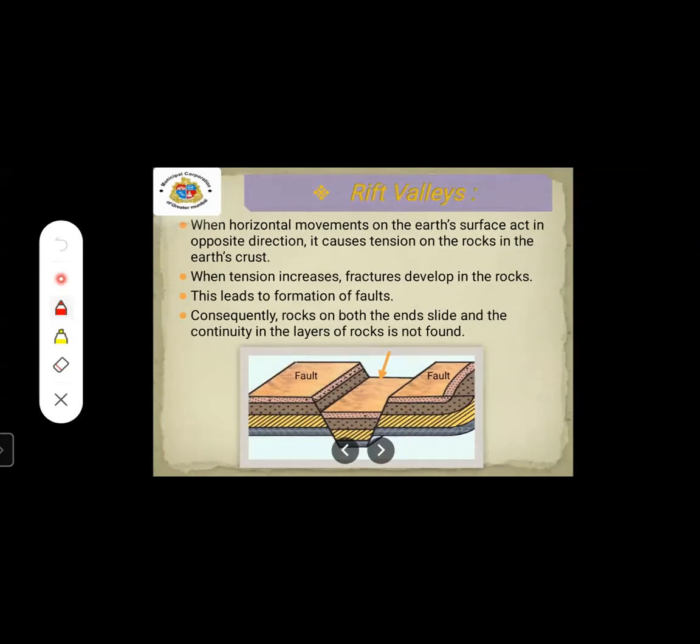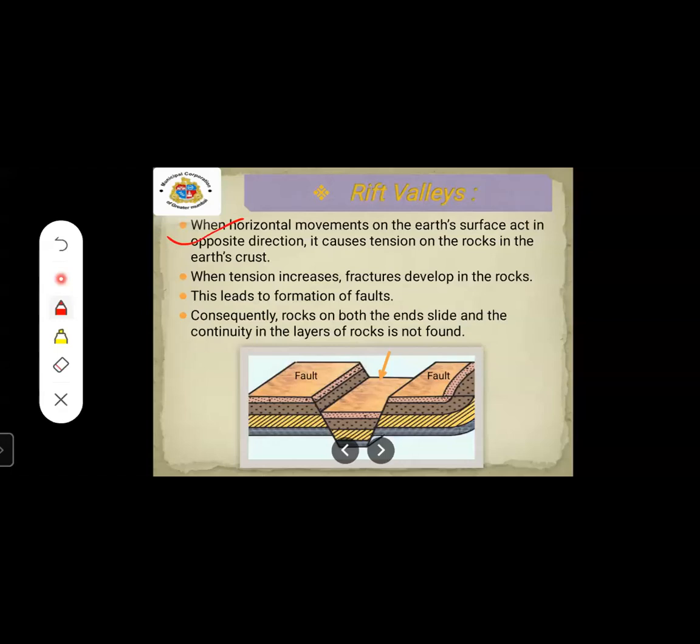Rift valley: when horizontal movements on the earth's surface act in opposite directions, it causes tension on the rocks in the earth crust. Now it's opposite to the block mountain. You can keep the direction in your mind, or you can see the diagram also. It is the opposite of block mountain.